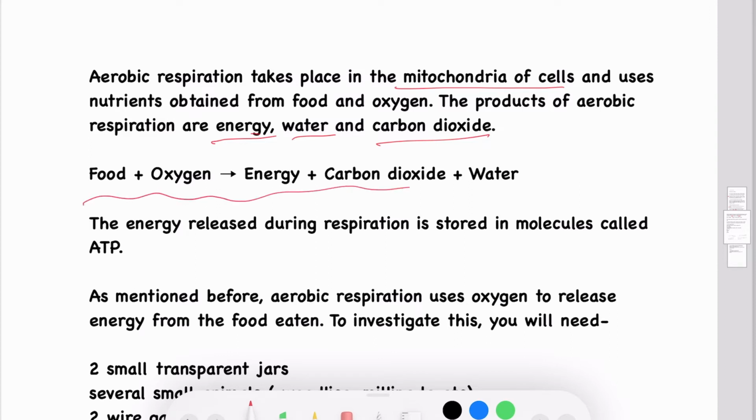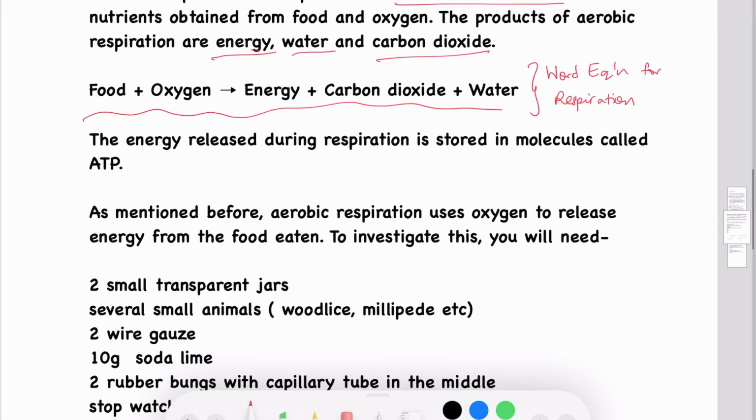So this here is our word equation for respiration. We have food plus oxygen to give us energy, carbon dioxide, and water. Carbon dioxide and water are known as waste products or byproducts. Right? Because what we really want is the energy. The energy released during respiration is stored in molecules called ATP. Right? So you don't need to worry about that too much for now.